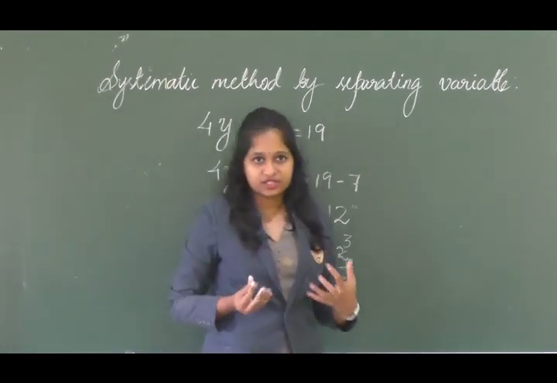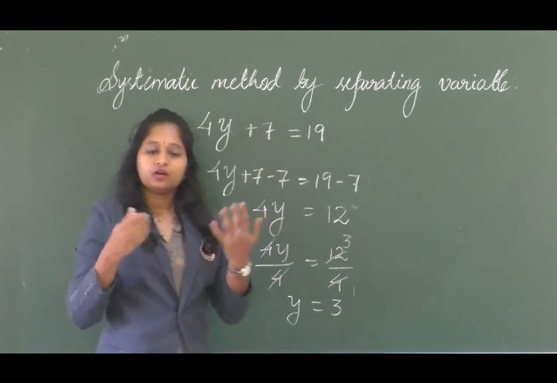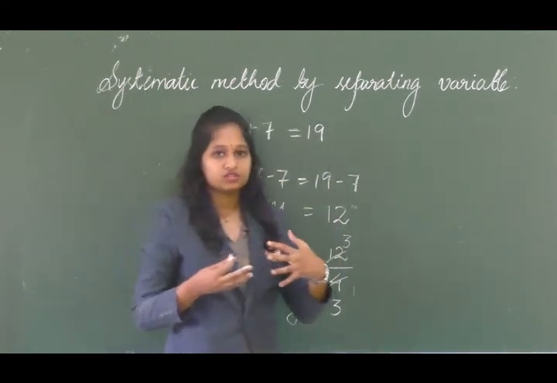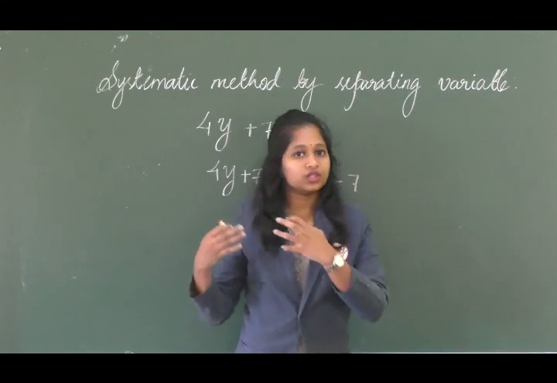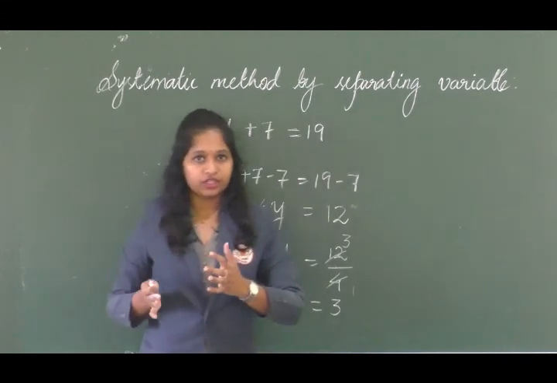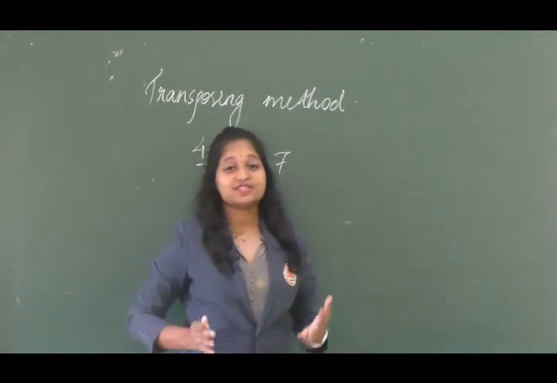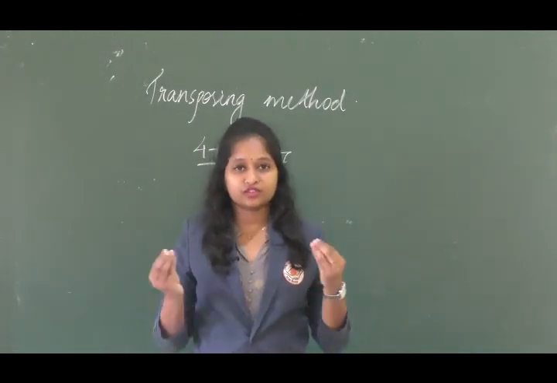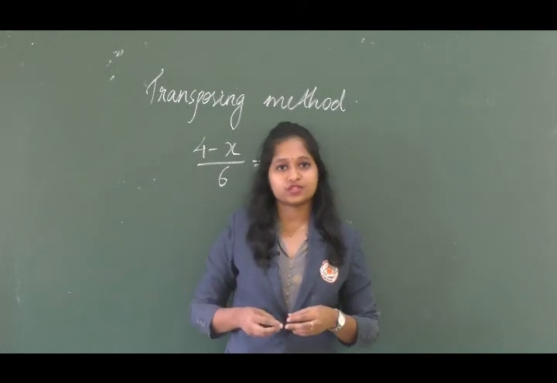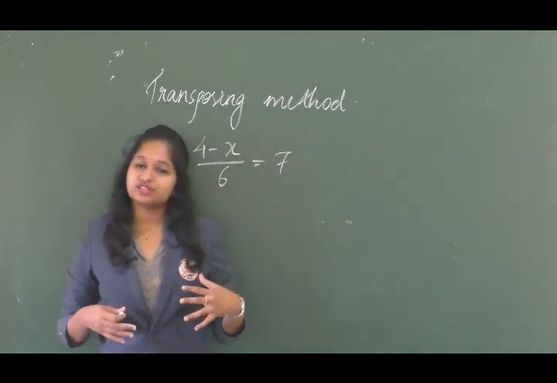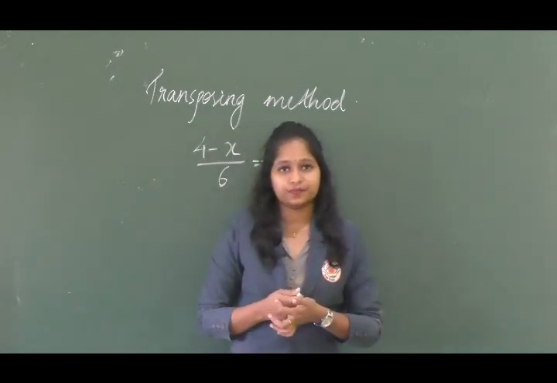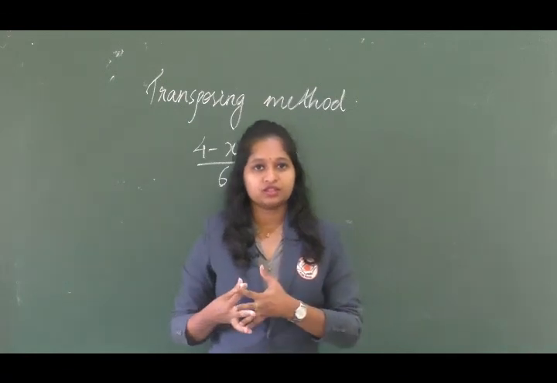So when you get questions like this, eliminate all the numbers or whatever is along with the variables and separate the variables and find the answer. Got it? So the last method to find the solution is transposing method. Transposing is changing the side. So how to do that?